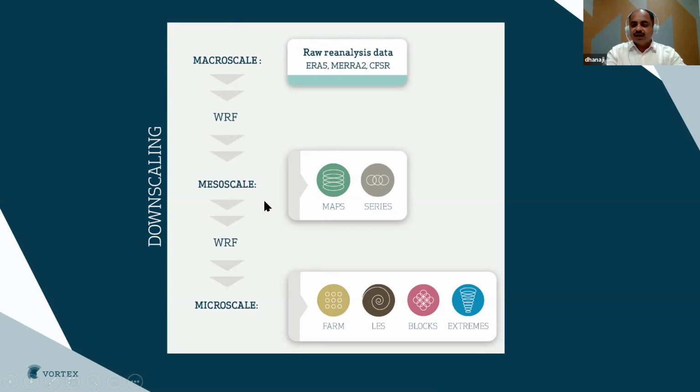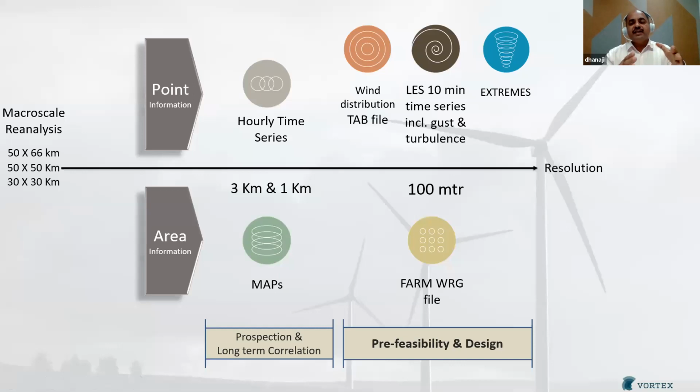Then we further downscale this mesoscale information to microscale level, and at microscale level the products are farm, LES, blocks, and extremes. Suppose we have to categorize these products in two different categories: products that give information for an area, and products that give information for a single point.